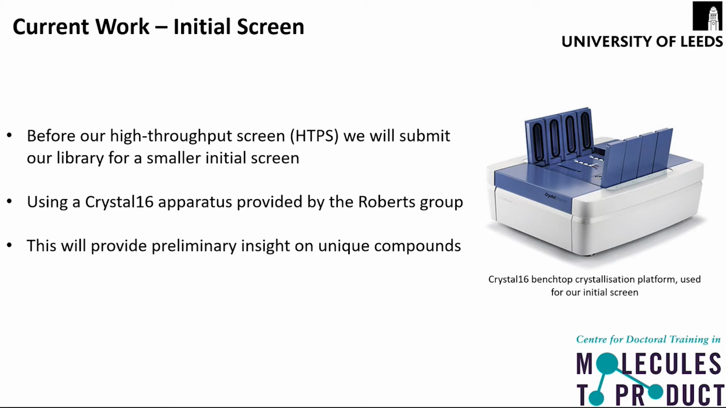We're rushed for time, so I'll breeze through these last little bits, but the next stage of the project is to perform our high throughput screen of our compounds. However, since this is quite a new thing for my supervisory team and myself, we've decided to do some preliminary experiments on those compounds. We have a lot more material, using the Crystal16 apparatus, which has been provided for our use by the Roberts group over here in Leeds. This will allow us to get some information around solubility data, supersaturations, but also which solvents are going to behave nicely with our compounds.